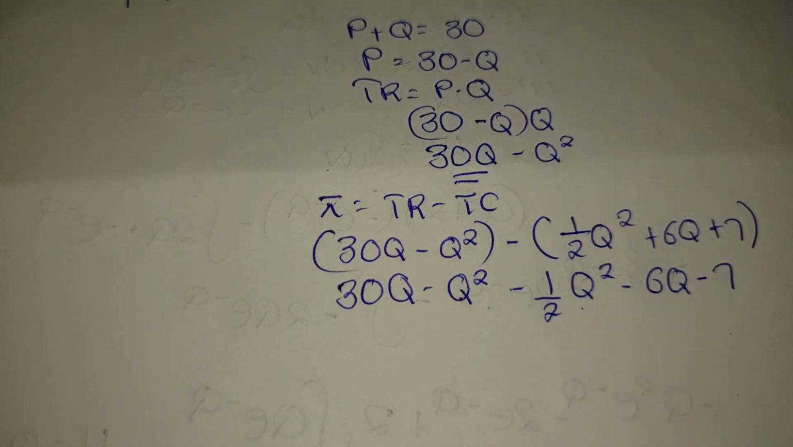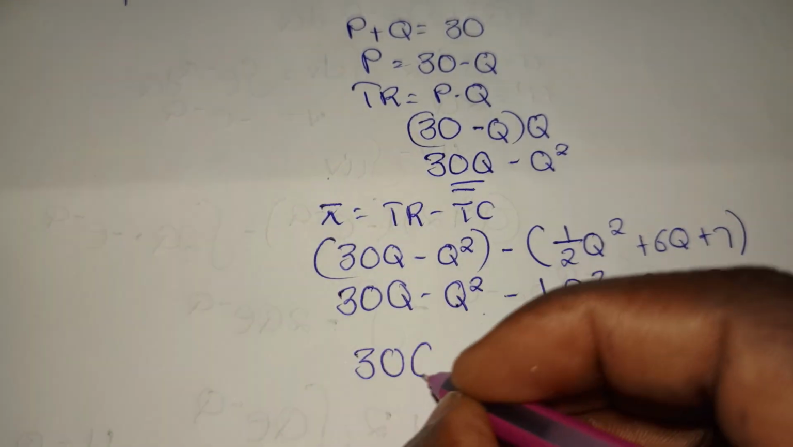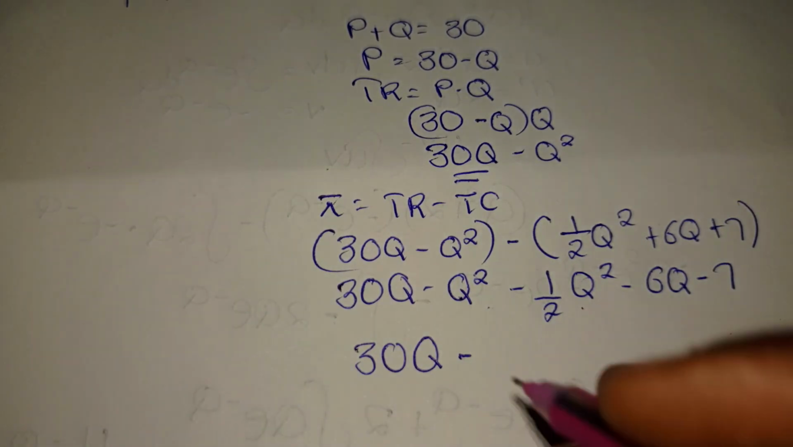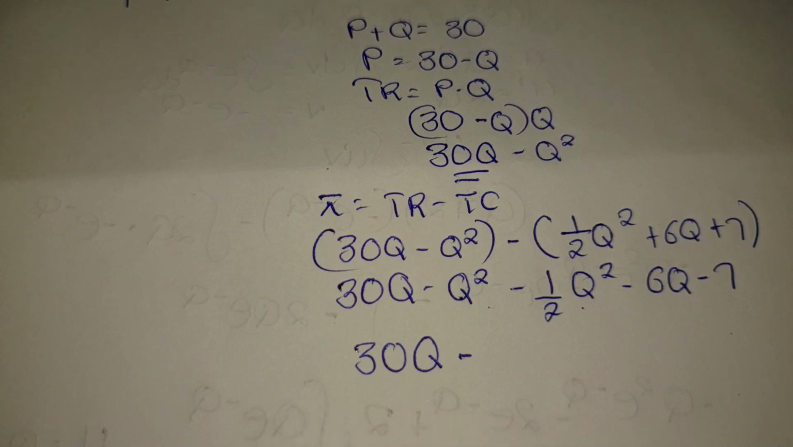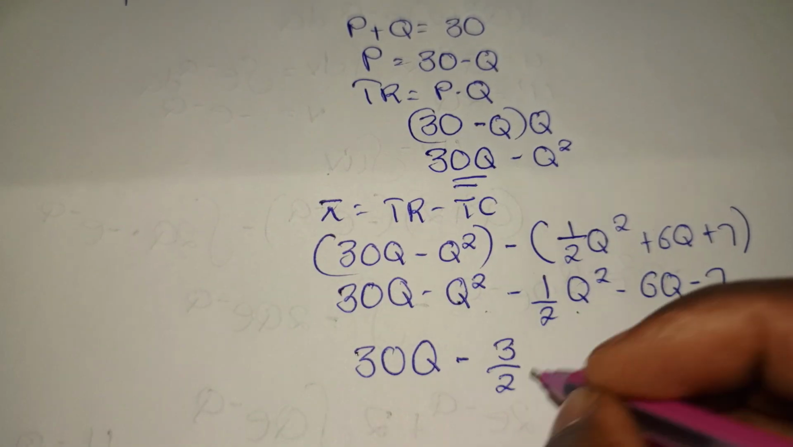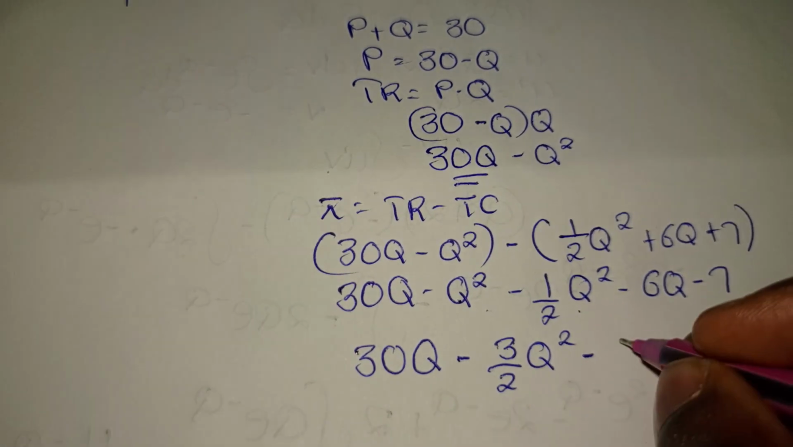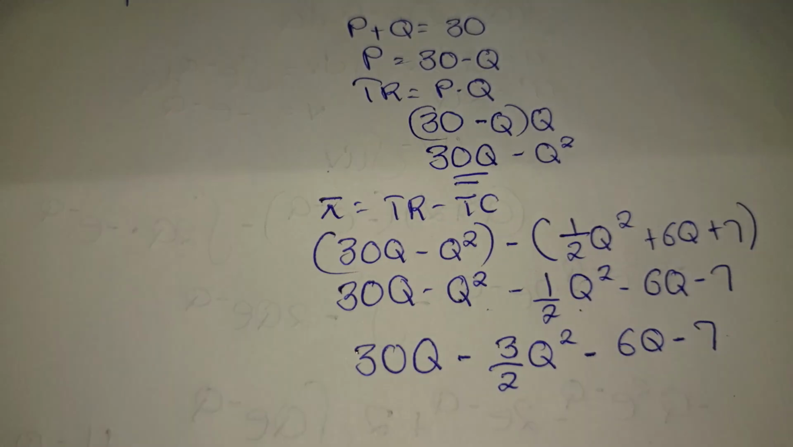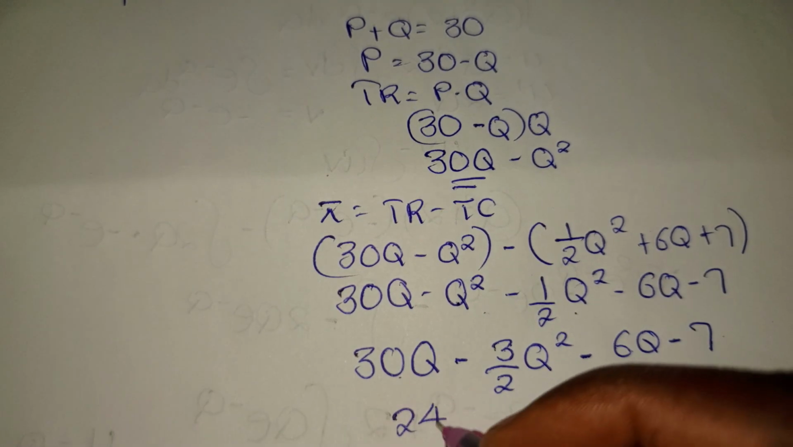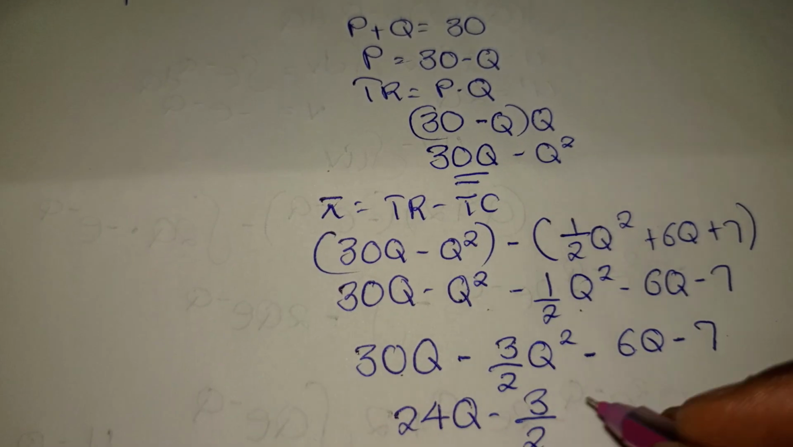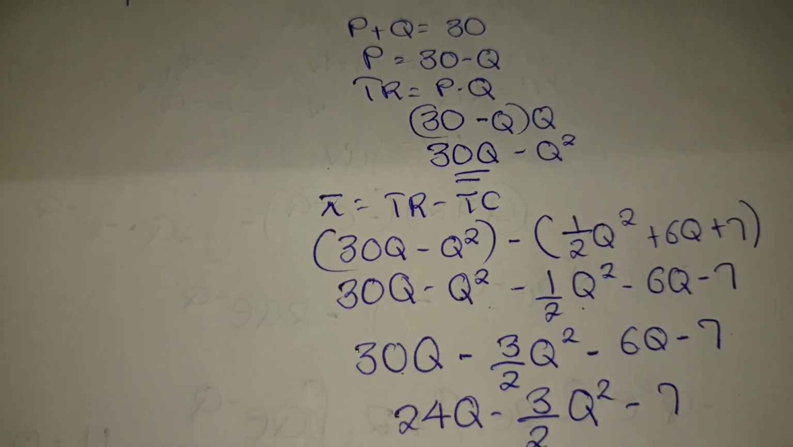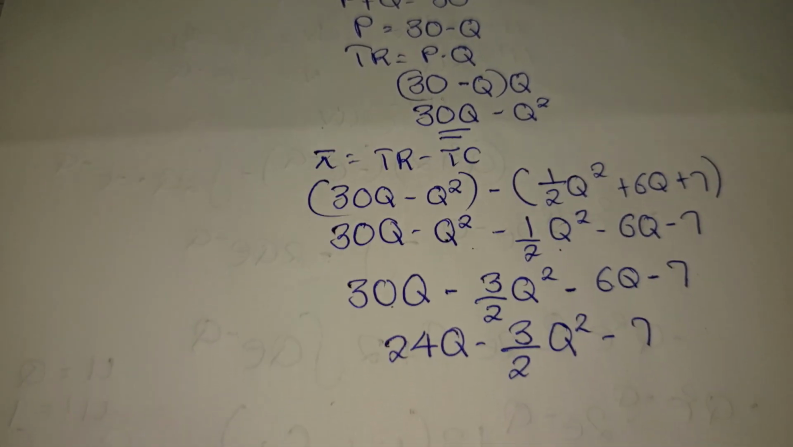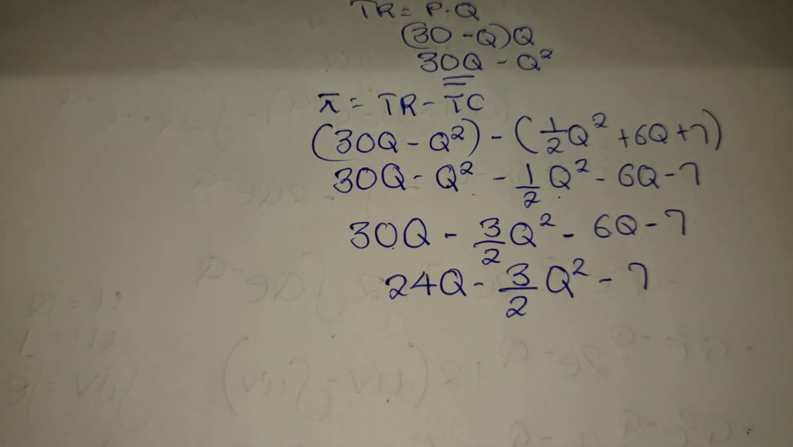So here we know they can add. So negative 1 minus half is the same as 1.5, which is the same as 3 over 2 Q squared minus 6Q minus 7, where this and that can add to give us 24Q minus 3 over 2 Q squared minus 7. We know immediately they tell us to find the level of output that maximizes profit.